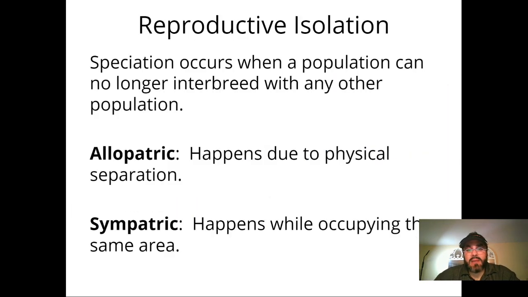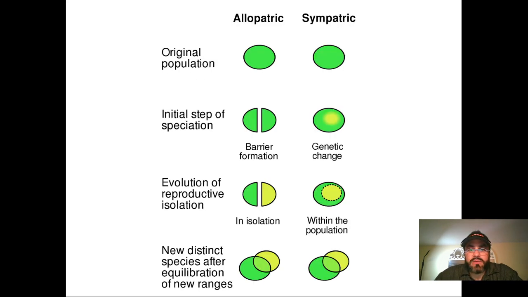So the process happens in one or two ways. One of them is allopatric and sympatric. Allo meaning different, patric meaning place or country: different places. And sympatric, same country, in the same area. So allopatric here, you have an original population for both of these.